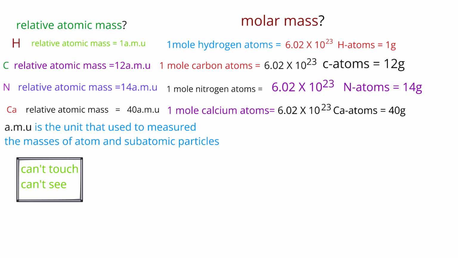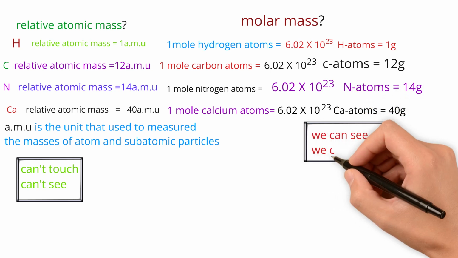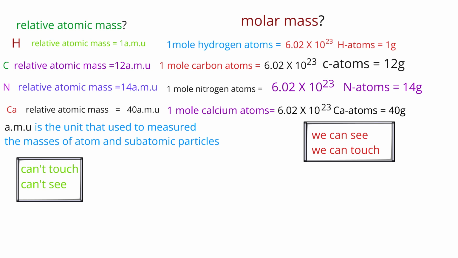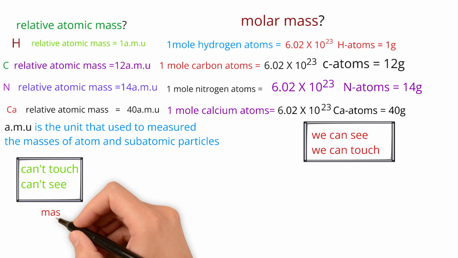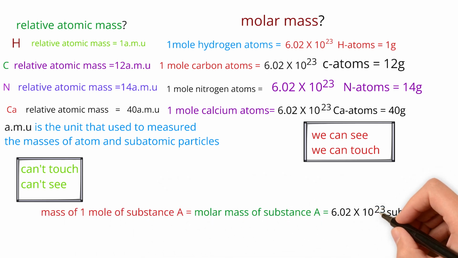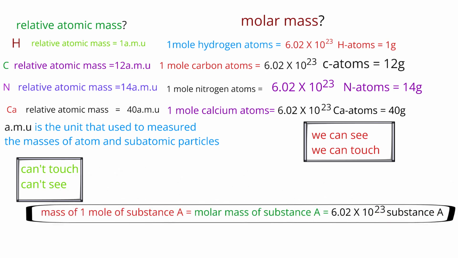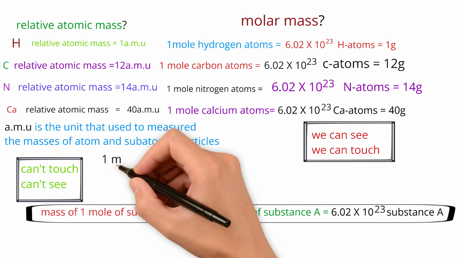Now we can see and touch molar mass. The unit of molar mass is gram, but the unit of relative atomic mass is atomic mass unit. Now, the mass of 1 mole of a substance A is equal to the molar mass of substance A, which is equal to the mass of 6.02 times 10 to the power of 23 particles of substance A.